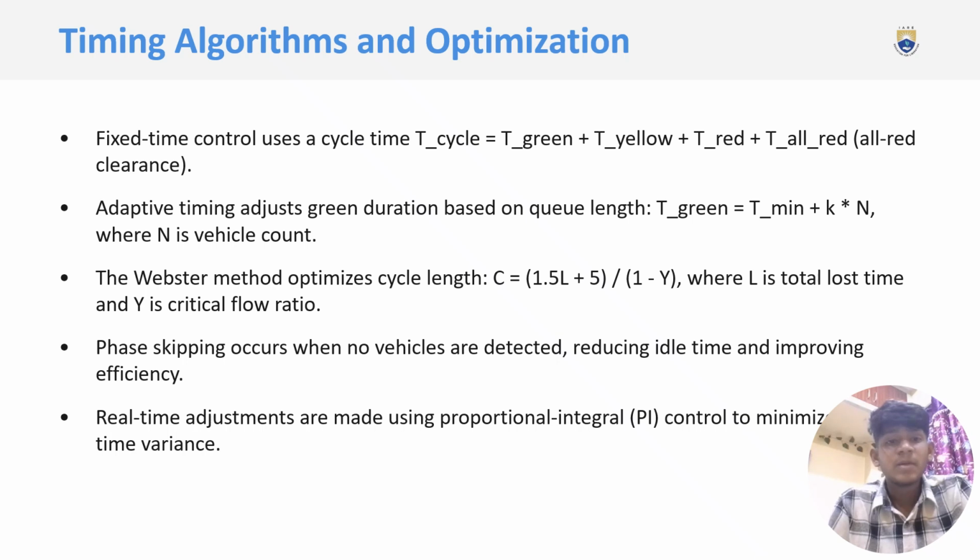Timing algorithms and optimization. Fixed-time control uses a cycle time T cycle equal to T green plus T yellow plus T red plus T all red, the all red clearance. Adaptive timing adjusts green duration based on queue length: T green is equal to T min plus K times N, where N is the vehicle count. The Webster method optimizes cycle length, where L is the total lost time and Y is the critical flow ratio. Phase skipping occurs when no vehicles are detected, reducing idle time and improving efficiency.